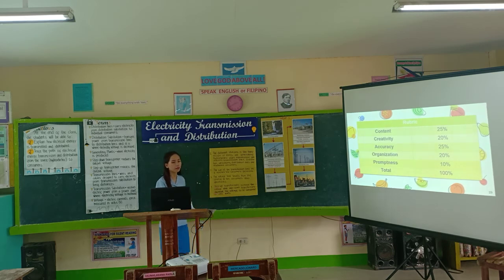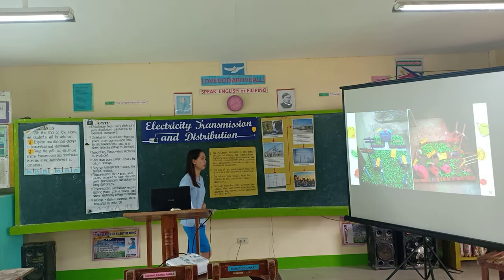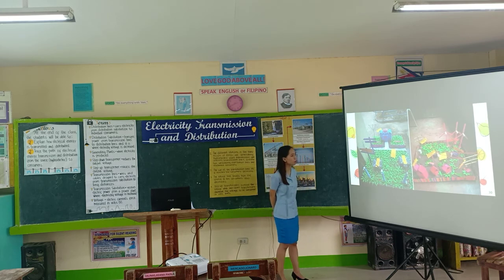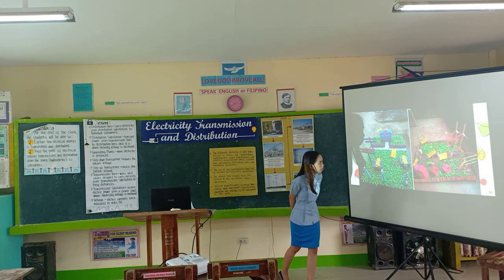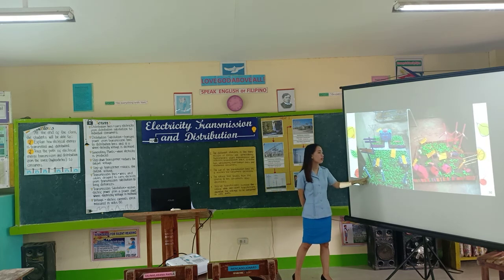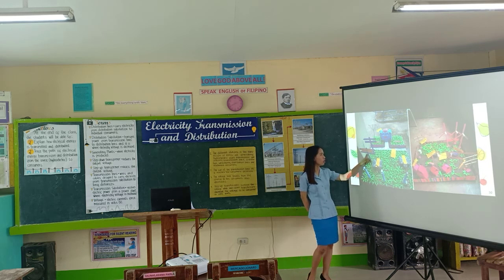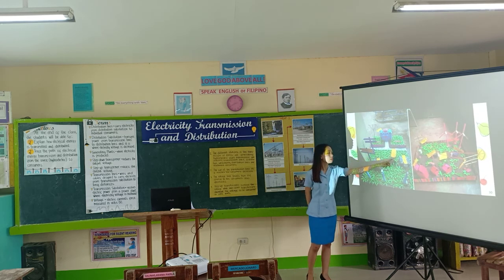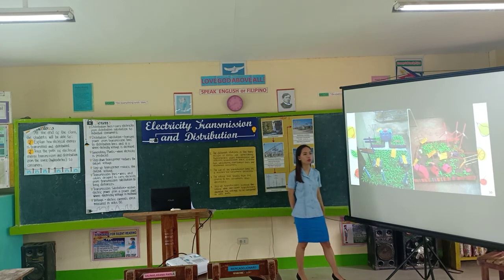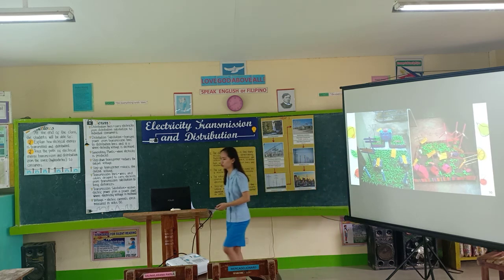This is an example of a diorama. As you can see here, they have a power plant. Where is their power plant? Here. This one uses a wind power plant. From the wind power plant, they have transmission lines, a distribution substation here, and the distribution lines until it reaches our homes, the residential consumers.